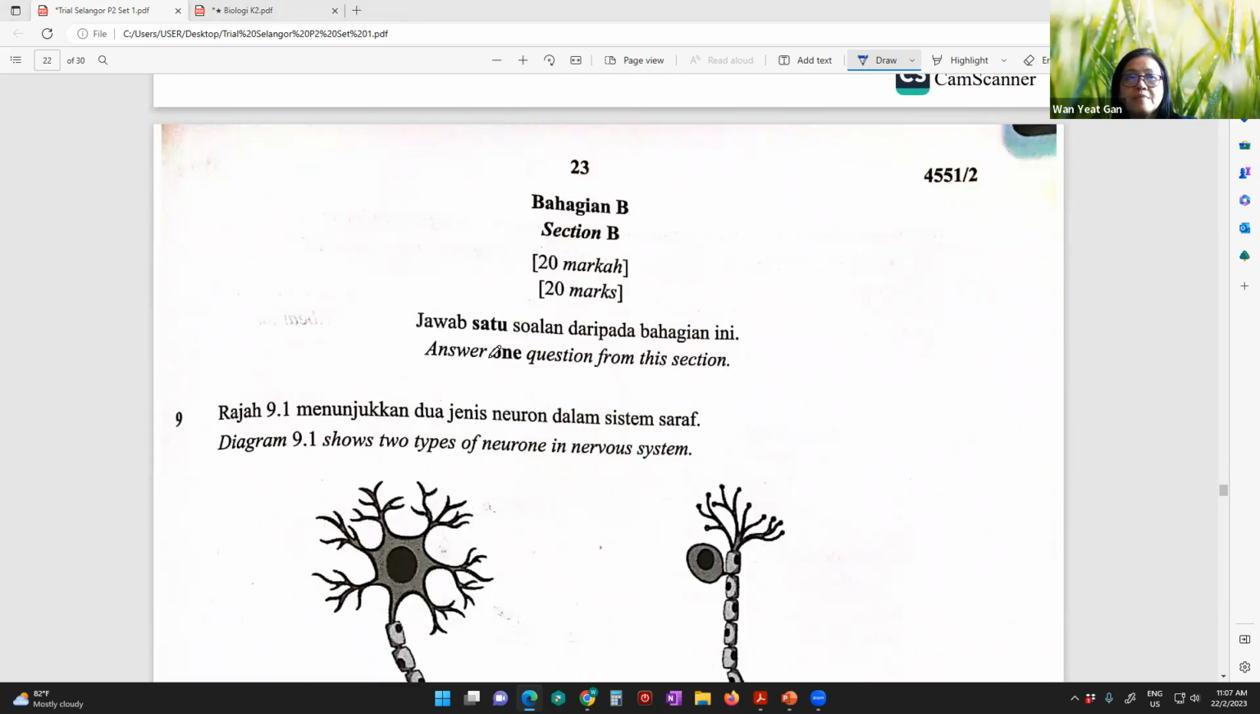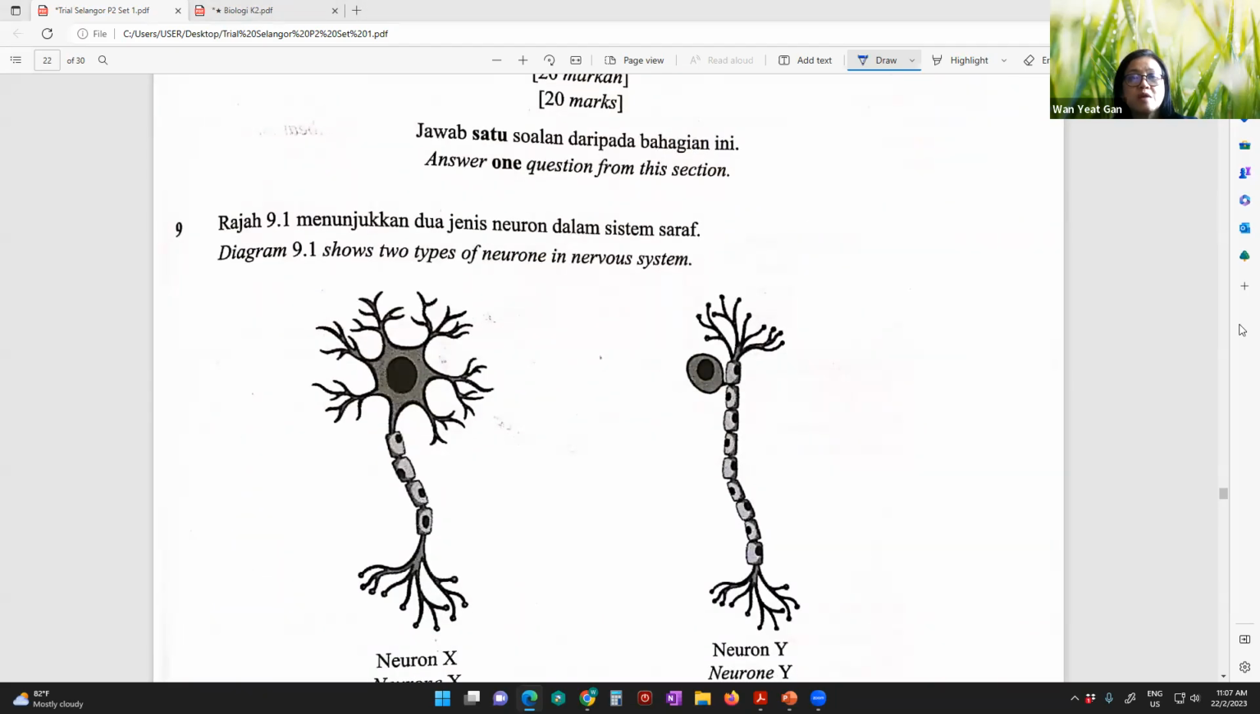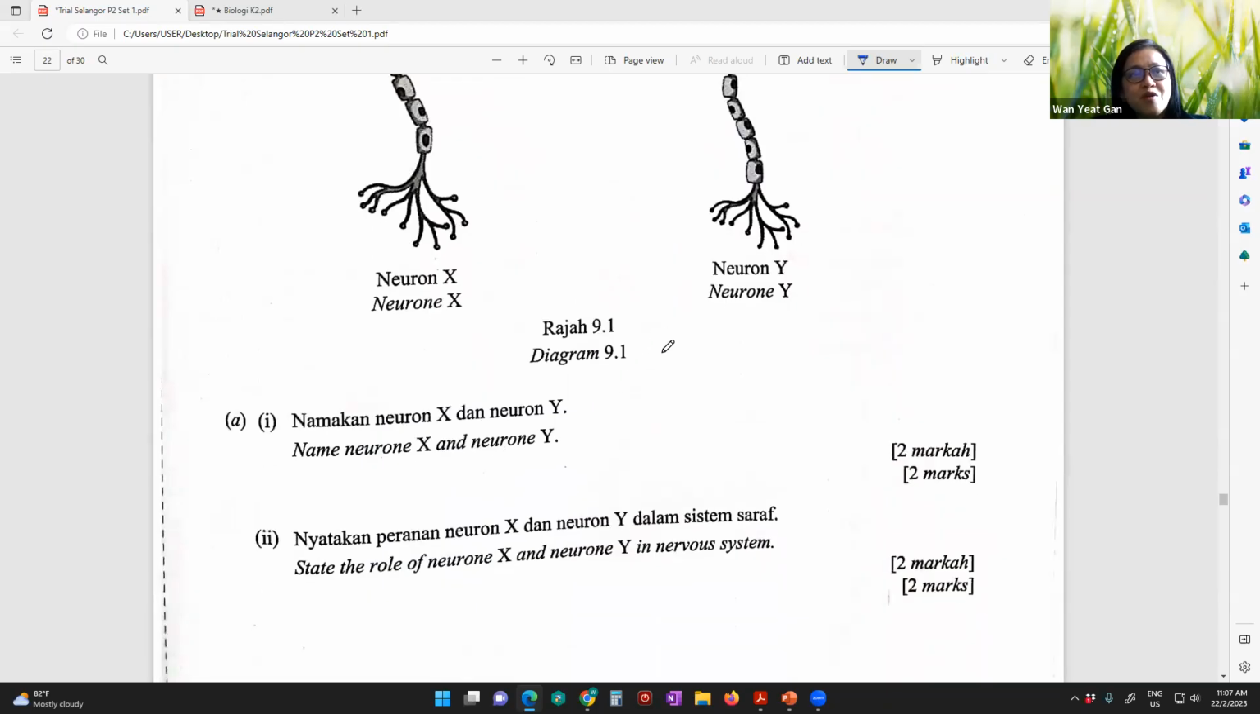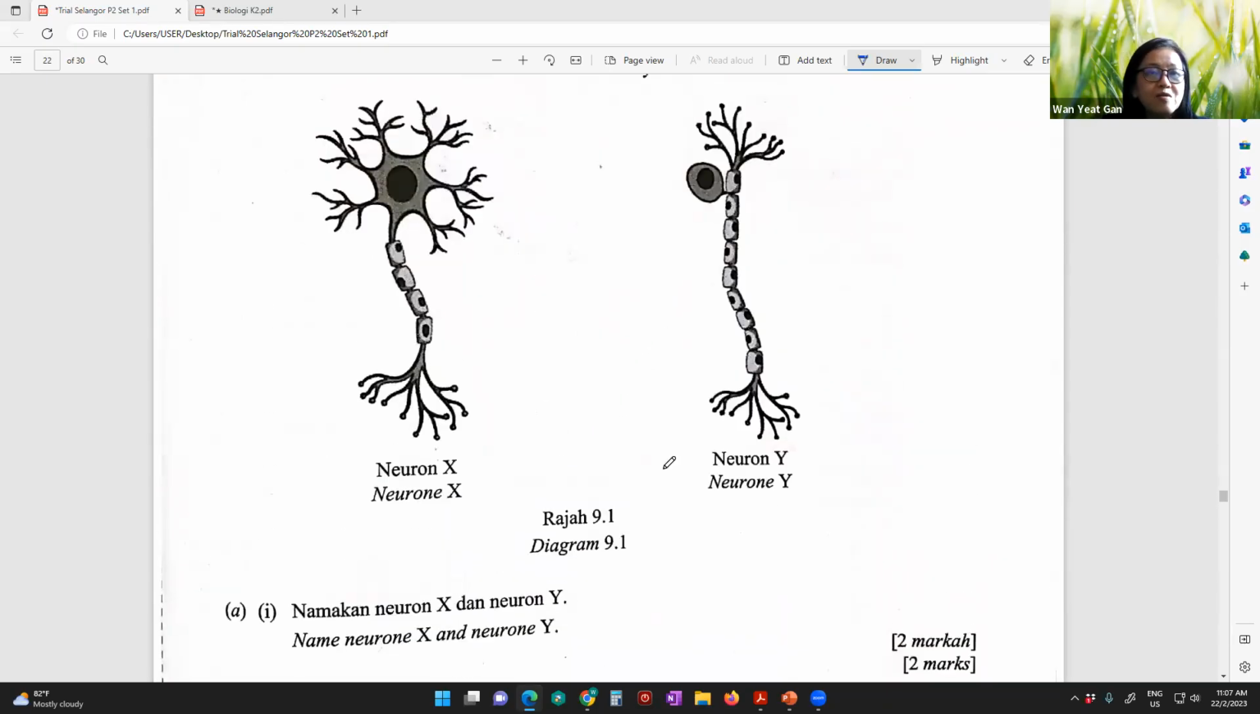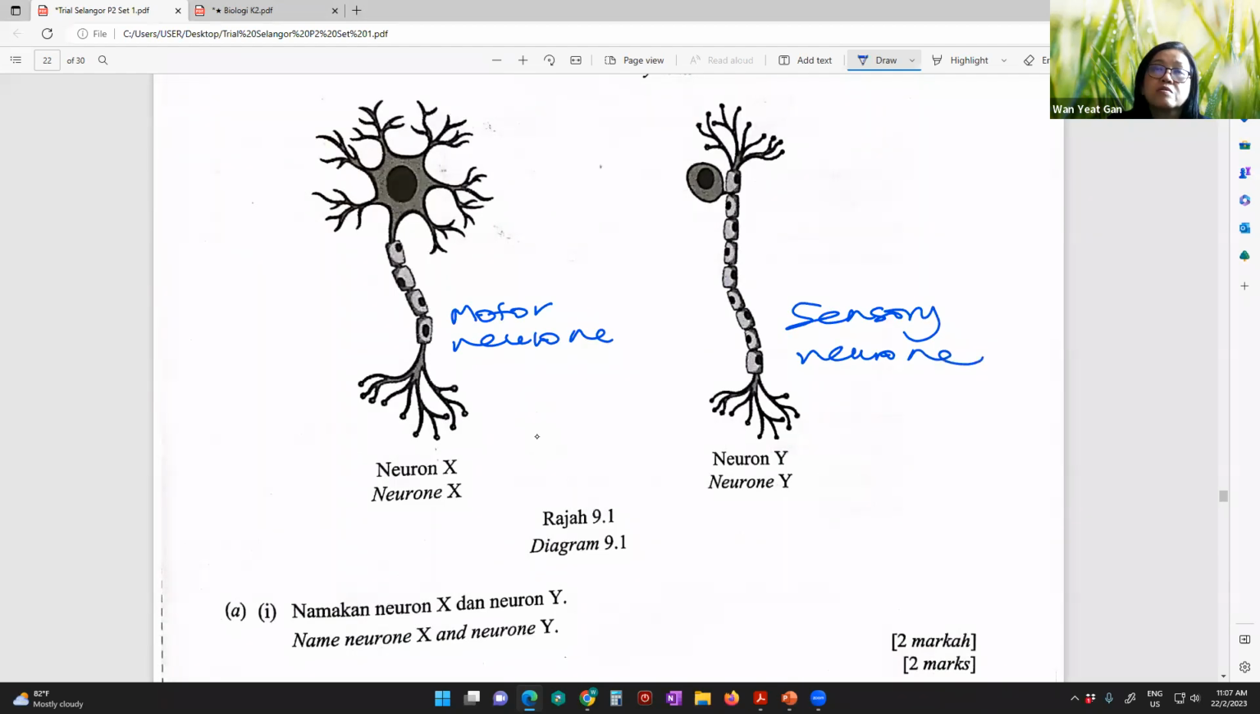Okay, diagram 9.1 shows two types of neuron in the nervous system. Name neuron X and neuron Y. So this is quite simple. Neuron X is, look at the cell body, it is right at the end of the cell. So this is a motor neuron. Okay, this is a sensory neuron because the cell body is found in the middle of the cell.